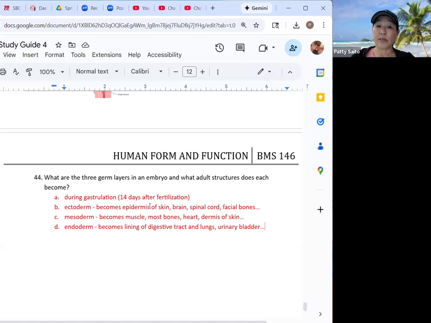Ectoderm becomes the epidermis, the outer layer of the skin, brain, spinal cord, facial bones. Mesoderm becomes muscle and most of the bones, the lower dermis of the skin, and the heart. Endoderm becomes the lining of the digestive tract, lungs, and urinary bladder. So each one of these layers is going to become something specific in the body.